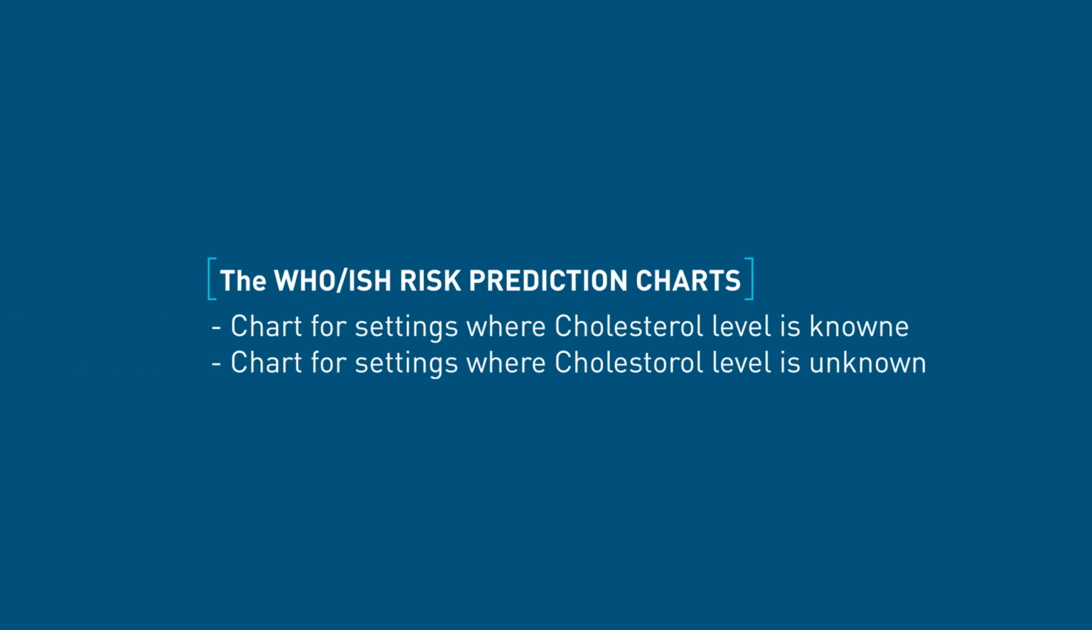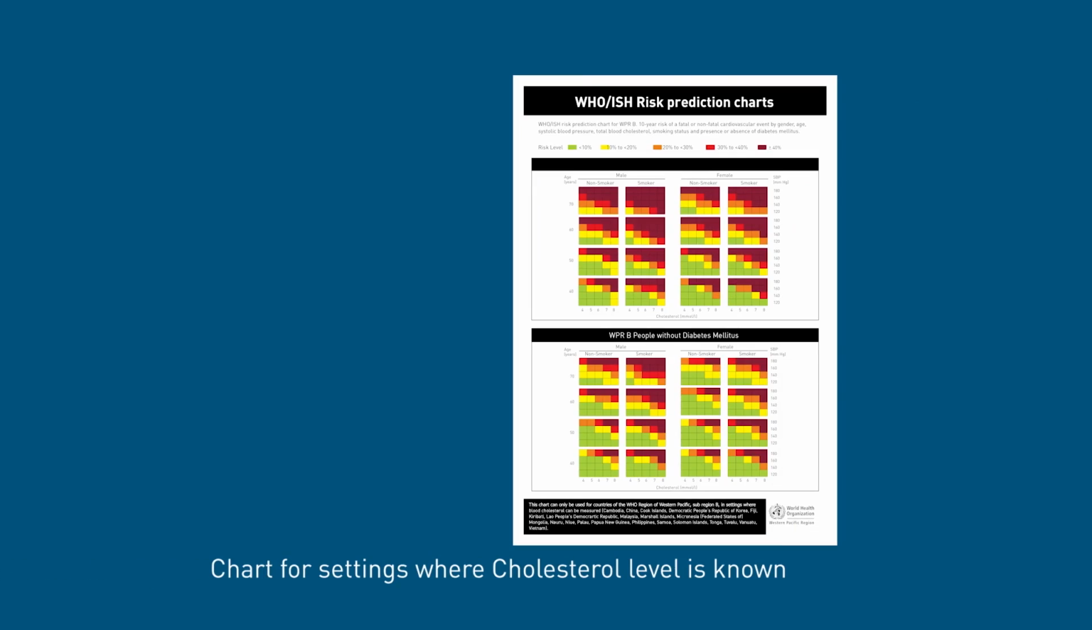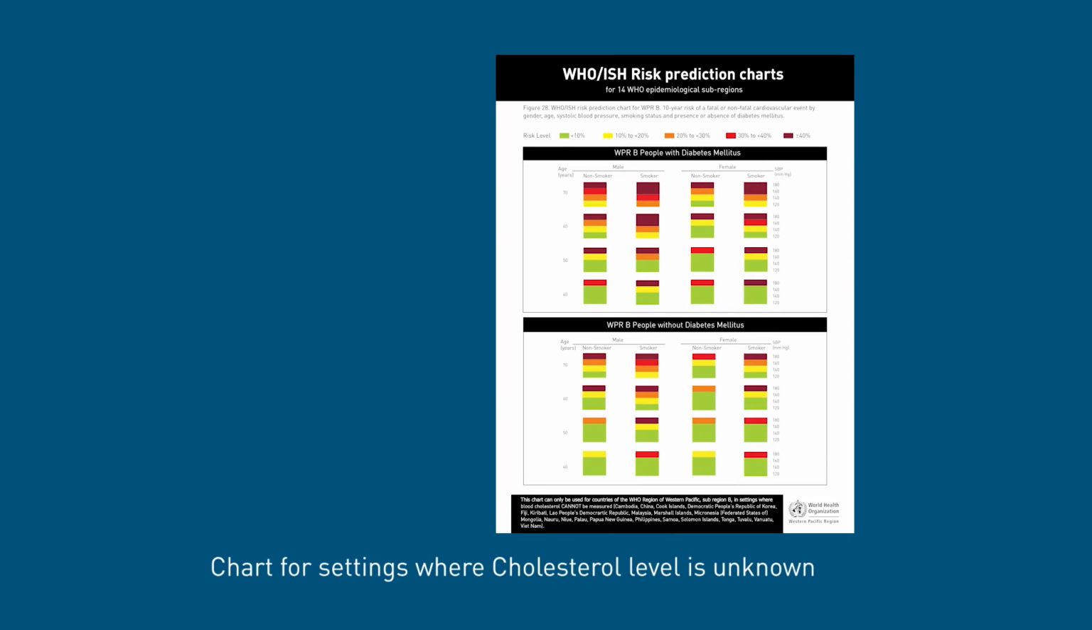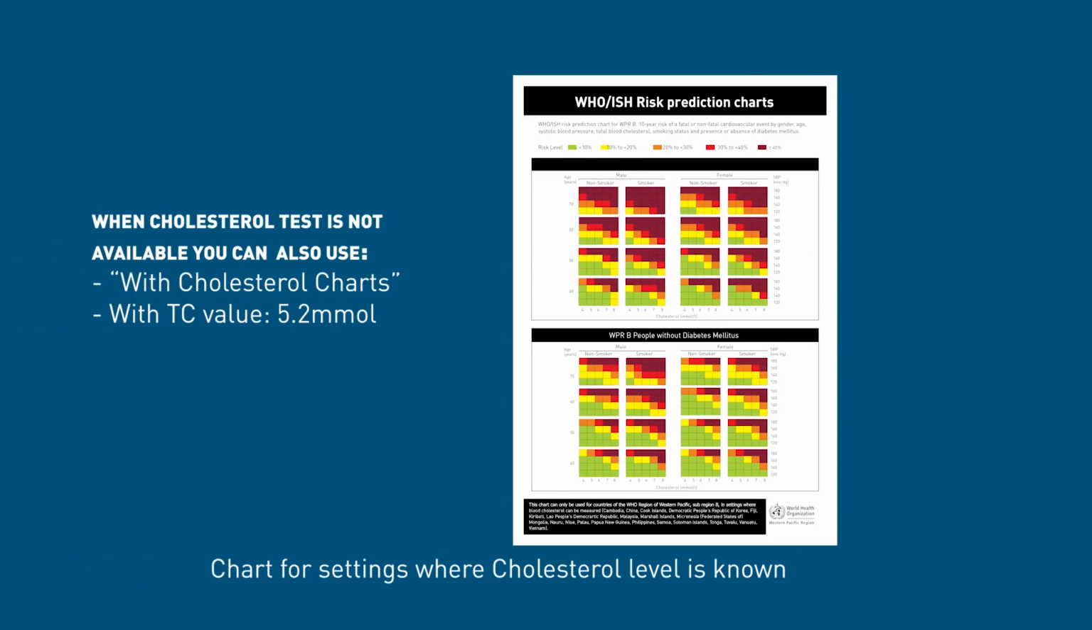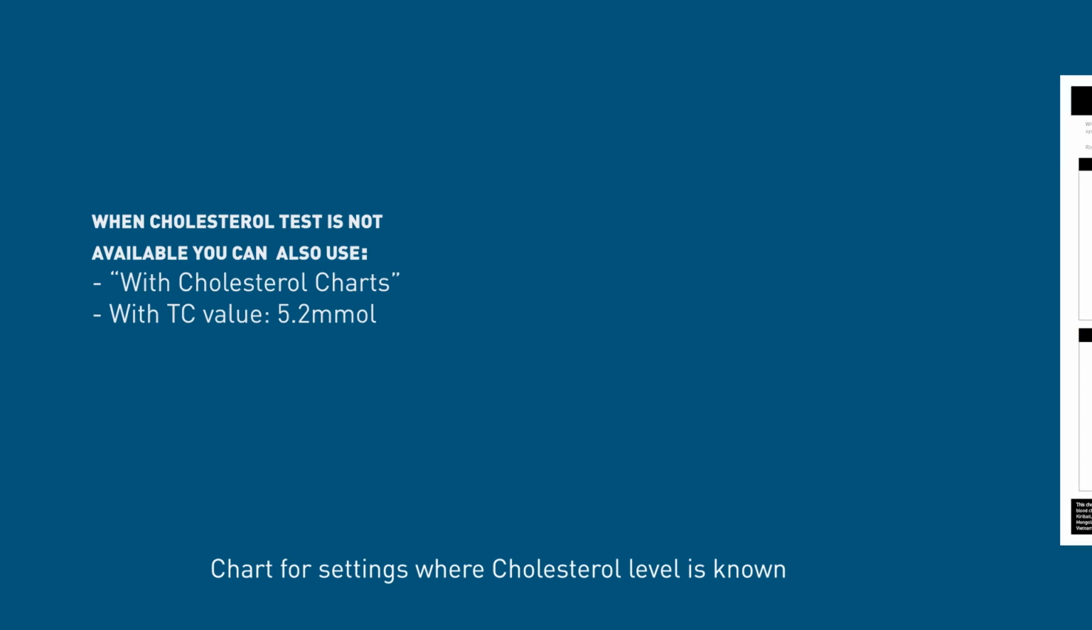There are two types of charts. One type can be used in settings where blood cholesterol can be measured, and it is this one. The other type is for settings in which blood cholesterol cannot be measured, and it is this other one. An alternative way of estimating CVD risk when the blood cholesterol value cannot be measured is to use a total cholesterol value of 5.2 millimoles per liter with the cholesterol chart.